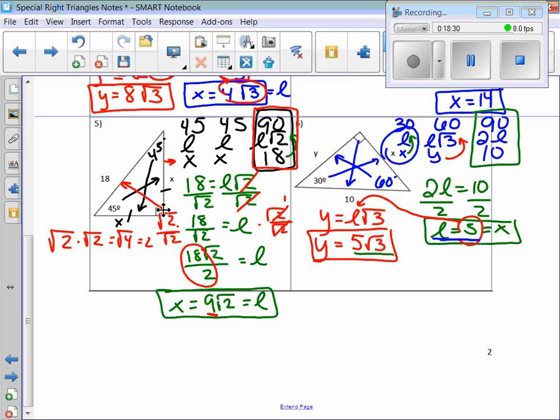So every time you have a special right triangles problem, set up a 30, 60, 90, L times the square root of 3 and 2L, and a 45, 45, 90, L times the square root of 2, and that's going to help you identify what pieces you are missing and what you need to solve for.